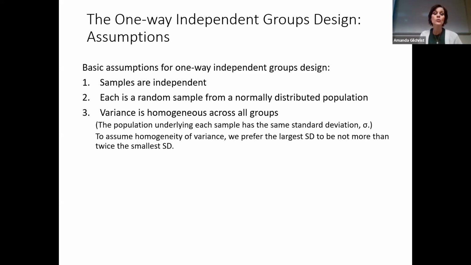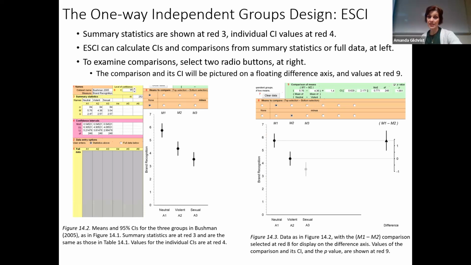And then finally, you do need to have homogeneity of variance. The population underlying each sample needs to have the same standard deviation of sigma. And to assume homogeneity of variance, we're going to prefer that the largest standard deviation that we see is not more than twice the smallest one. And we actually found in our example from Bushman that all of our groups had very similar standard deviations, so we can assume homogeneity of variance. So that's when we're looking at a comparison.